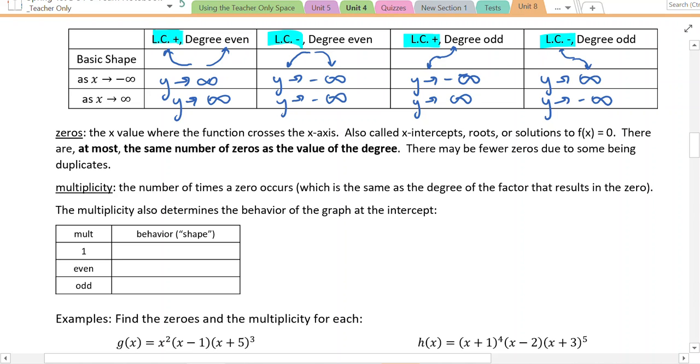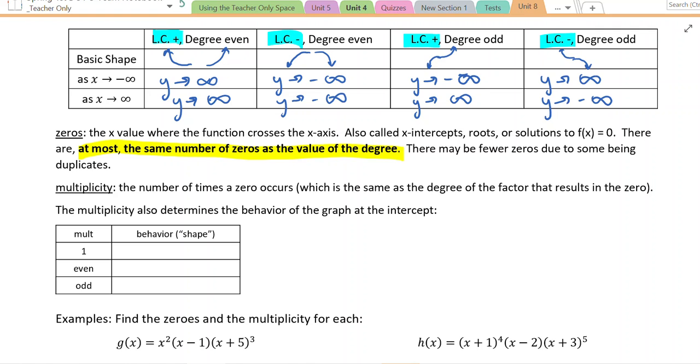Then there's zeros, and that's where we're going to factor it and set it equal to 0. Now we know how many zeros there are going to be based on the degree, because the number of zeros is at most the same number as the degree. There can be fewer because we can have duplicates. And I'll show you what I'm talking about.